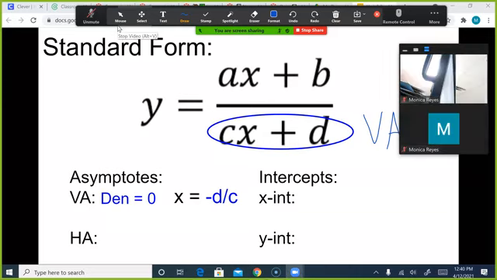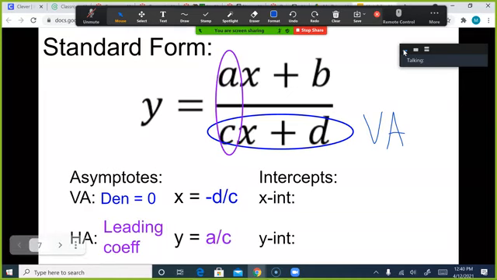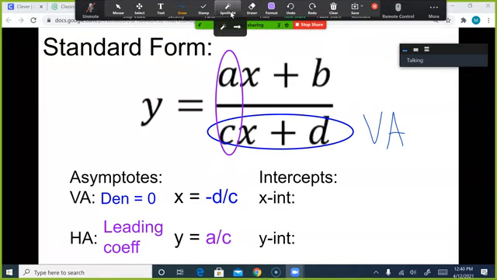Alright, and then the horizontal. Horizontal is the leading coefficient, so the numbers in front of x give you the horizontal asymptote, the HA. So HA.